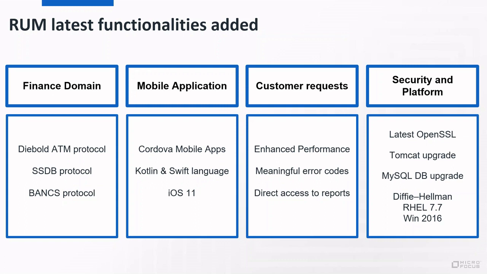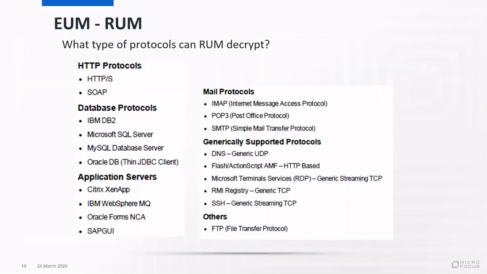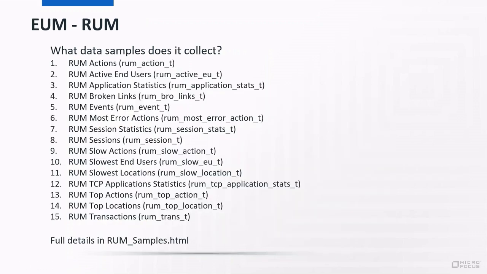We also added RHEL 7.7 support and Windows 2016 support in the latest release. These are the legacy protocols I was talking about initially. You saw the standard templates available built in with the APM. For protocols, we support HTTP, SOAP, database protocols, application servers like Citrix and Linux, and mail protocols like POP3 and SMTP, and generally DNS, SSH, and FTP. All of those were there before and are still continuing.